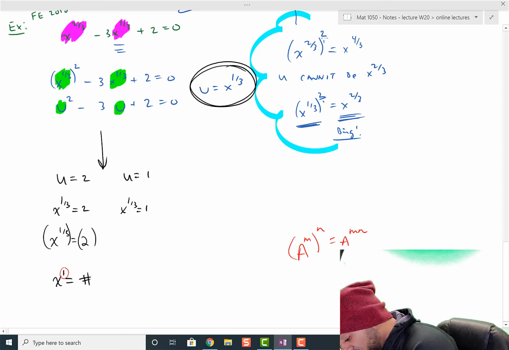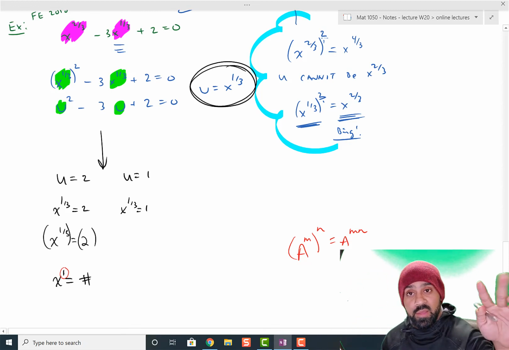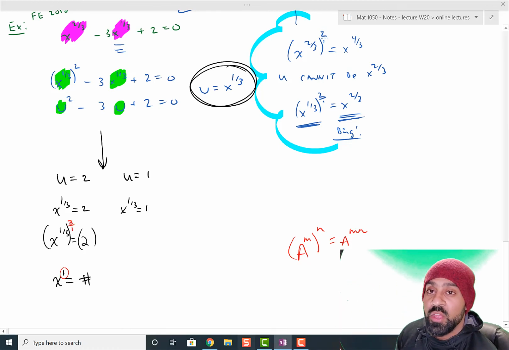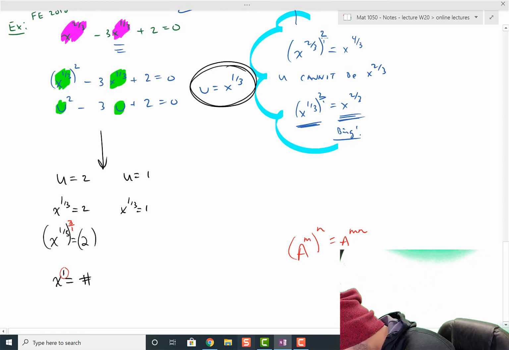So here we go. What can I raise it to? Well, it's a 1/3. I know when I'm multiplying fractions, I multiply straight across. So that's 3. I'm going to raise it to 3 over 1, because that's the definition of the reciprocal. So I'm going to raise it to 3. Okay? So I'm going to cube both sides.